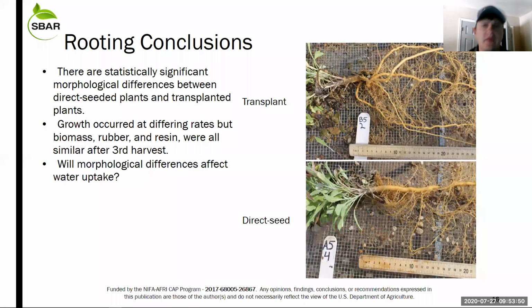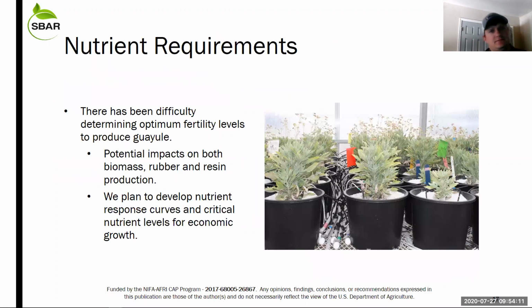So really what we could look at in the future on this is trying to understand how these plants use water differently. Do they go for deeper depths? Do the more fibrous transplants spread out closer to the surface? And how does that really affect water use and uptake over the lifespan of this plant? Next slide, please. So then here's our nutrient requirement study.